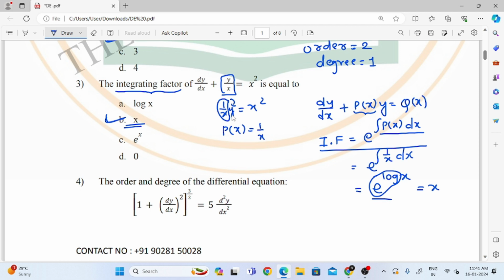And remember this: e raised to, suppose we are getting log of sine x, then the answer is sine x. We can cancel out this e and log.